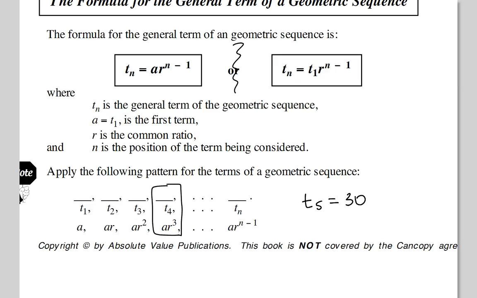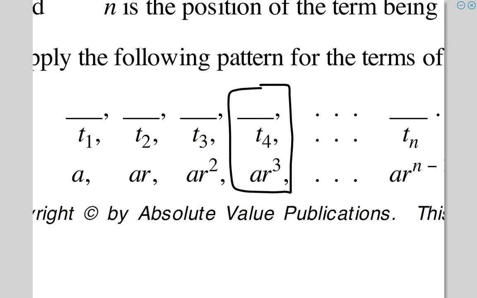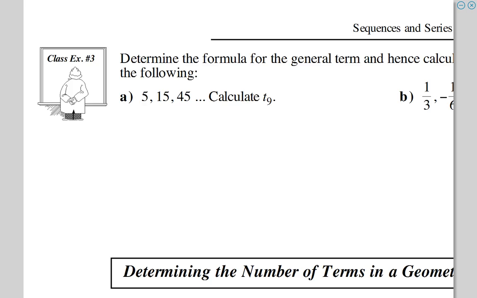All right. To get these values, the first term is a. The second term is ar, because you have to multiply by r onto a. The third term is ar squared, because you have to multiply by r twice. And so on like this. Okay? Good. Class example 3.